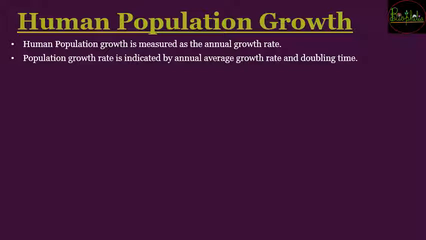Next is human population growth. So human population growth is actually measured as annual growth rate. कितनी population every year बढ़ रही है, that is annual growth rate. So whenever you are indicating this population growth rate, it is indicated by two things, that is average annual growth rate and the doubling time.